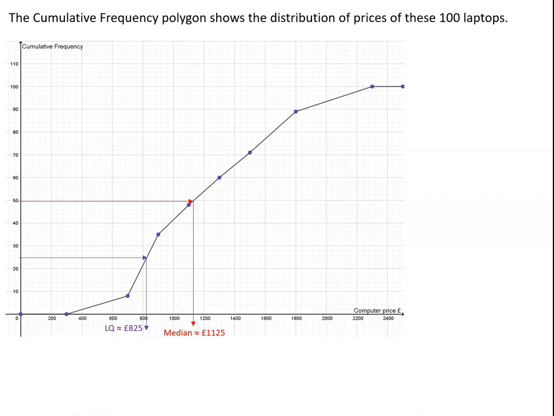The lower quartile will be the price of the 25th laptop, which in this case is somewhere around about £825. And the upper quartile in this case is the price of the 75th laptop in the sample, which is somewhere around about £1,560.